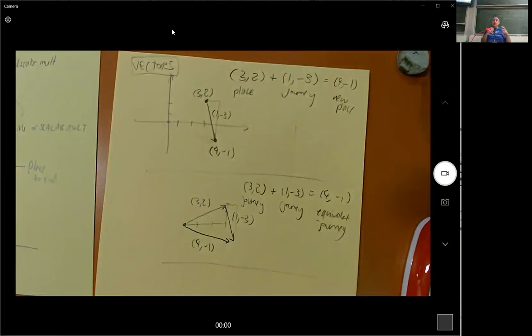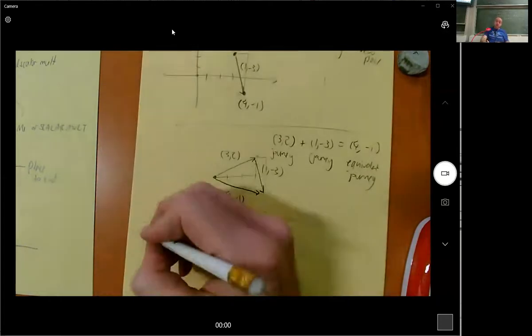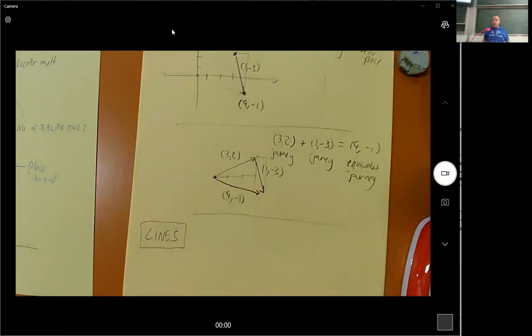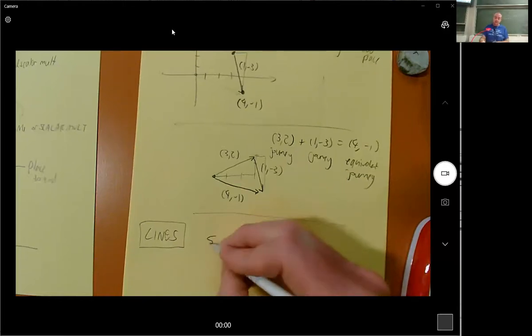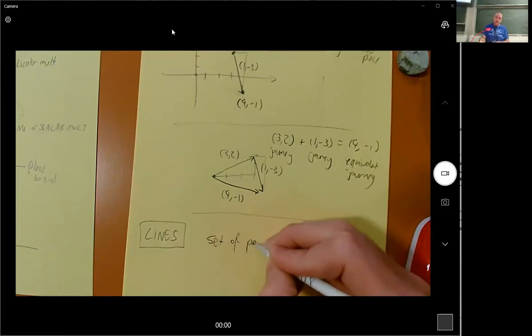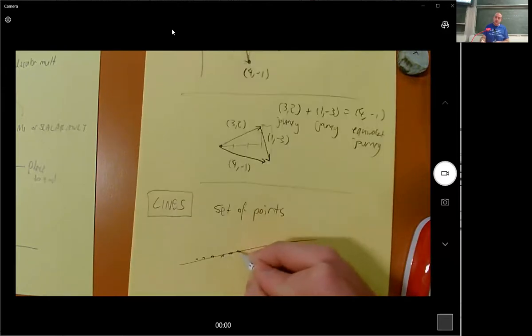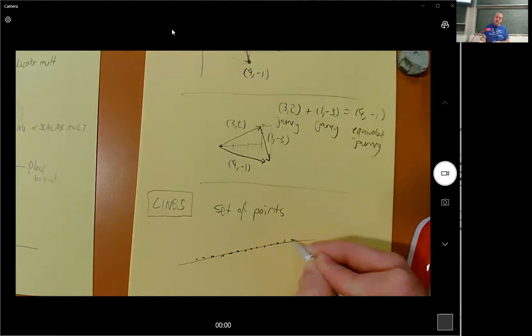So now I'm going to talk about lines. Lines are a kind of set. They're a set of points. You know, you've got a line and it's got all these points on it. Infinitely many, usually. But that's what it is. It's a collection of points. You color all the points in and there you have a line.